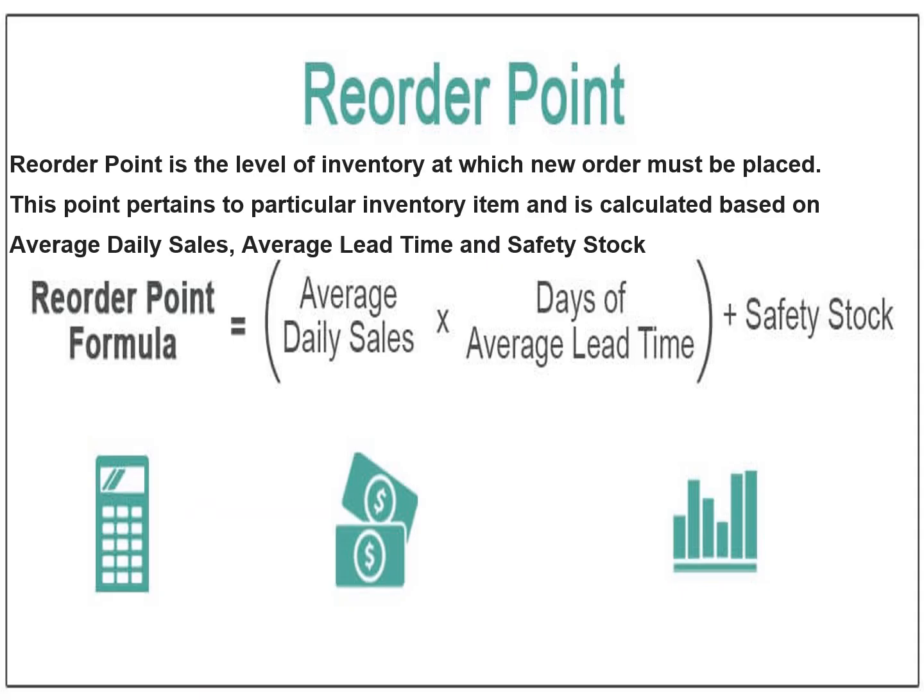The next inventory management technique is the reorder point. Reorder point is the level of inventory at which a new order must be placed. This point pertains to a particular inventory item, and it is calculated based on the average daily use, the lead time for the orders, and the amount of safety stock. Reorder point is an important element of inventory management and helps to avoid stock shortages.